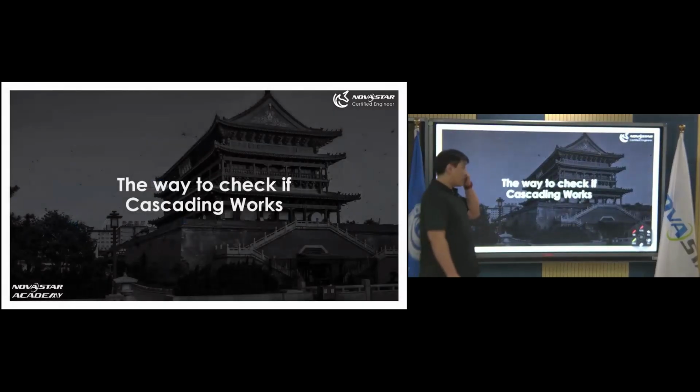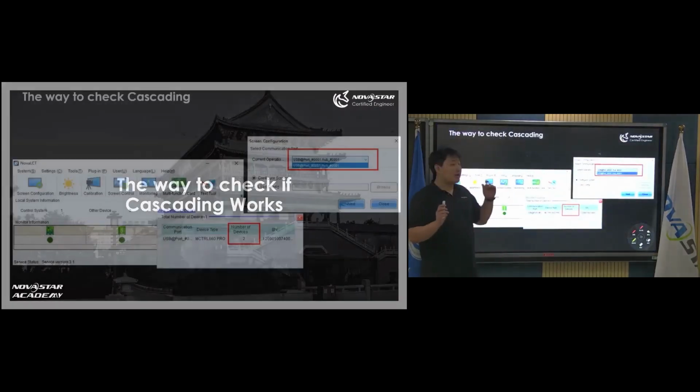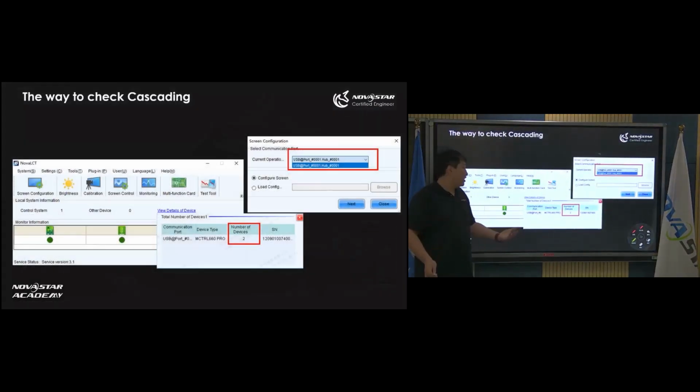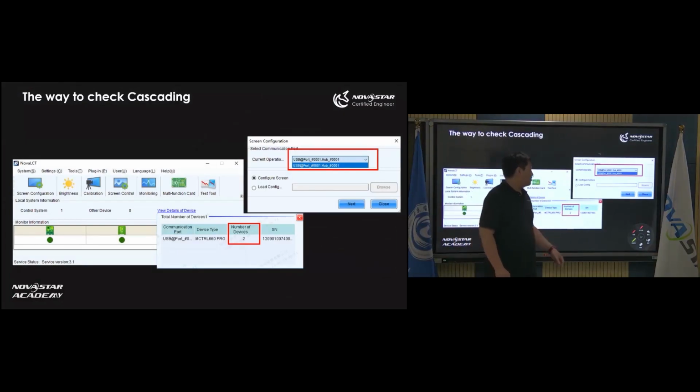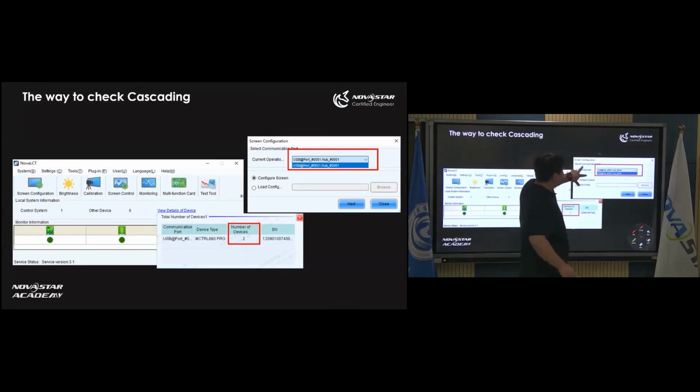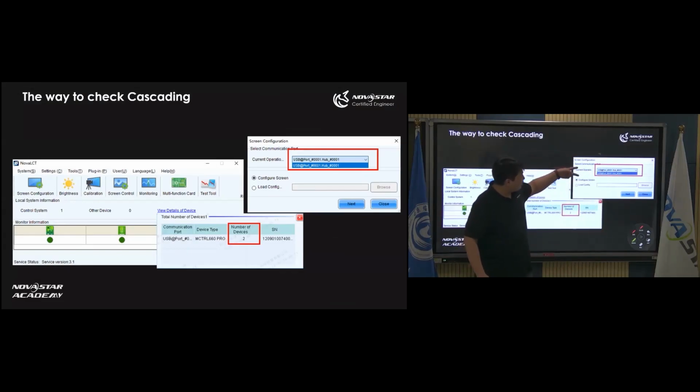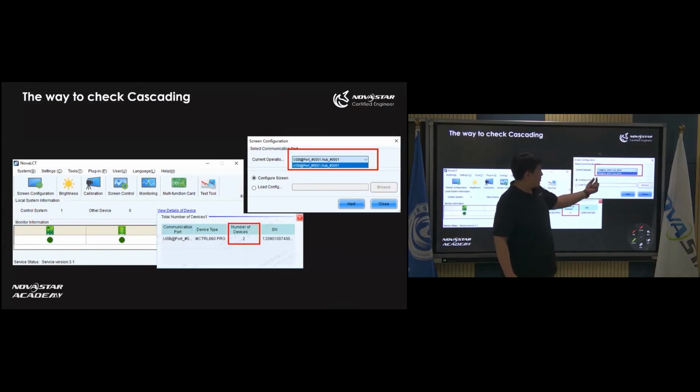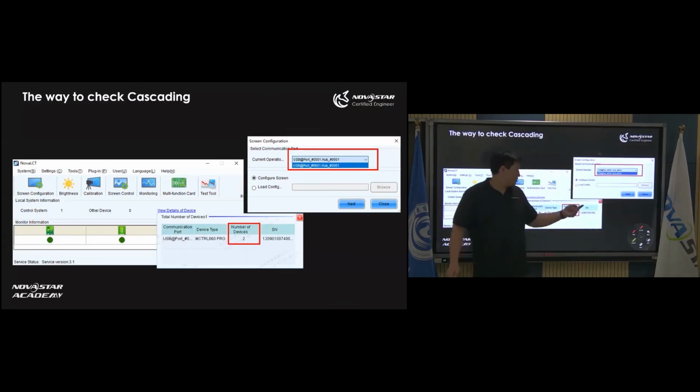All right, this is the way to check if the cascading works. That's really easy. We just need to launch NovaLCT and check the details of the device. We can find it's 2 devices, and we can also check the current operation ports. If we only find 1 port, then that will be cool. 1 COM port, 2 devices. That means we succeeded.